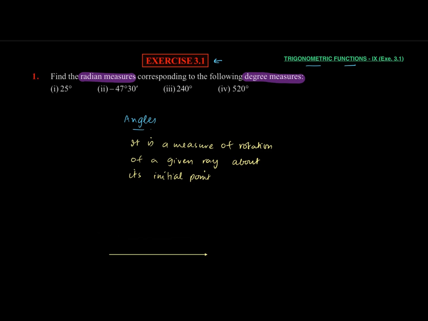Suppose we are given a ray and we are giving this ray some rotation. Now we have started moving our ray from this position to this position. This measure of rotation is nothing but an angle. Suppose the initial point of this ray is O. This is the point where an angle is formed, and this point is also known as the vertex. Now suppose here we have A and here we have B. So OA is our initial side, initial because this is the position from where we have started rotating our ray. And this is the terminal side, terminal because it's the position where we have stopped rotating our ray.